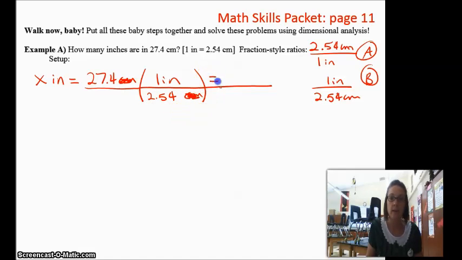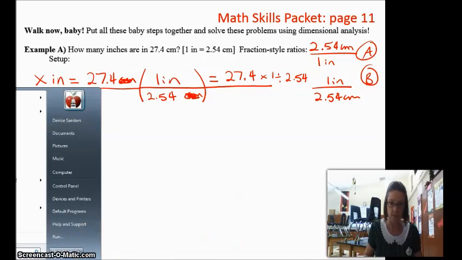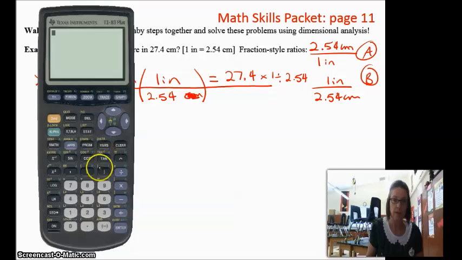And now I'm ready to move into the calculator stage. Any numbers that are on top are going to get multiplied. So 27.4 times 1 if you like, and then any numbers underneath are going to be divided. So I'm going to divide by 2.54. Let's pull up the calculator, and we'll do 27.4. You could do times 1. It doesn't change your answer, so I'm going to skip it. Divide by 2.54. Hit enter, and I get a really big, messy number.